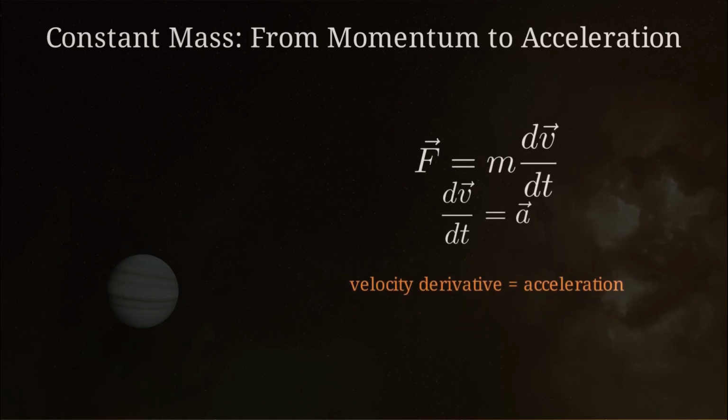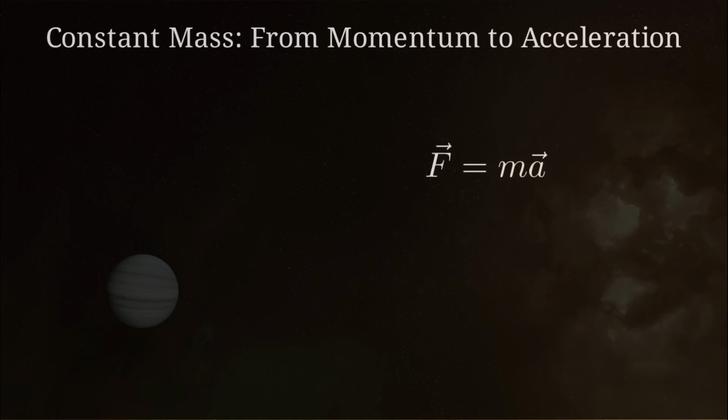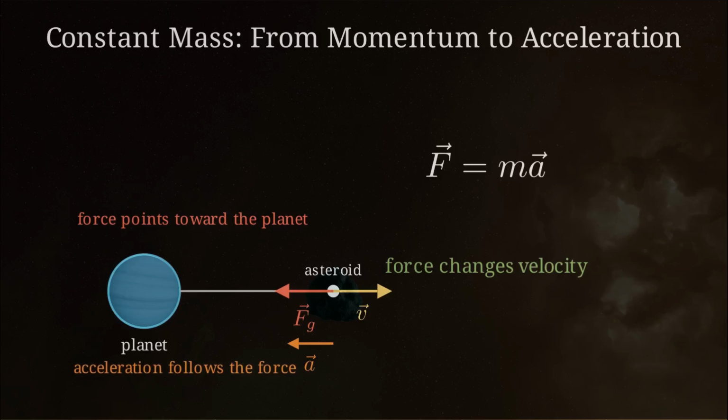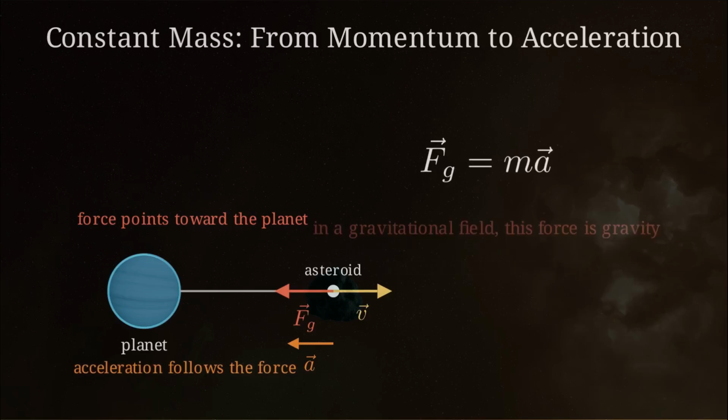So we can move the mass outside the derivative. The derivative of velocity with respect to time is acceleration. So Newton's second law becomes the familiar formula. This means force changes velocity. In a gravitational field, this force is gravity.